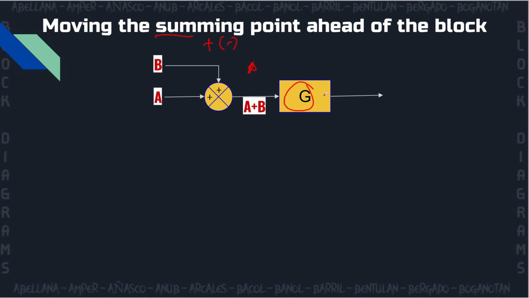Now we will get the output from this part of the block diagram. The output would now be G quantity A plus B, or if we distribute G, the output would be GA plus GB. So you want to move the summing point from here to here, which is ahead of the block. Okay, so this is what you have to do.